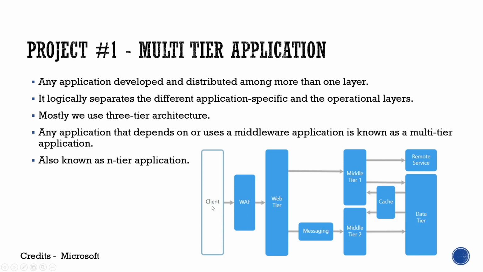So on my left, you can see there is a client, and then there is a firewall, and then there is a web tier. You can see there is a middle tier over here, and then there is a remote service data tier, which means a database. This is a cache. You can use any kind of cache. This is messaging. You can use any type of message broker.